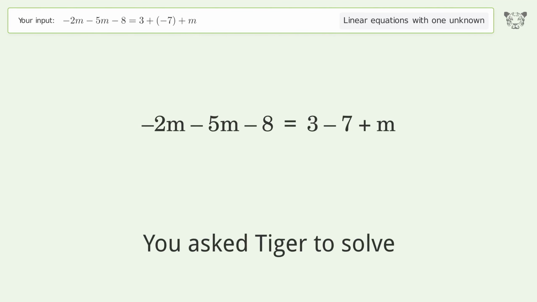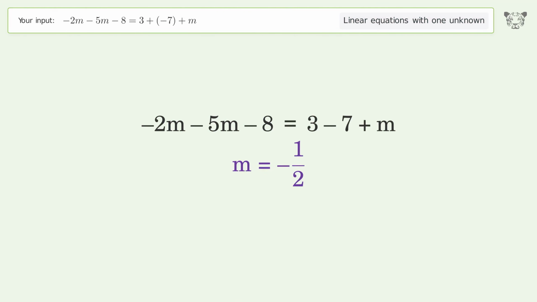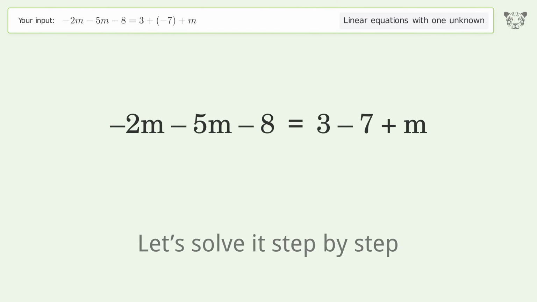You ask Tiger to solve. This deals with linear equations with one unknown. The final result is m equals -1/2. Let's solve it step by step.